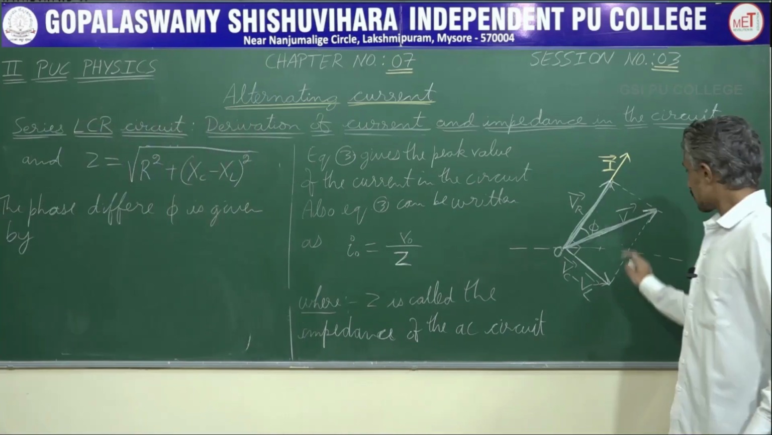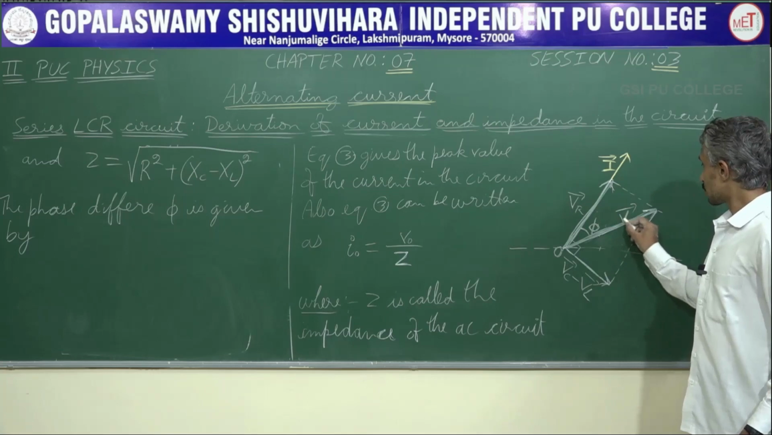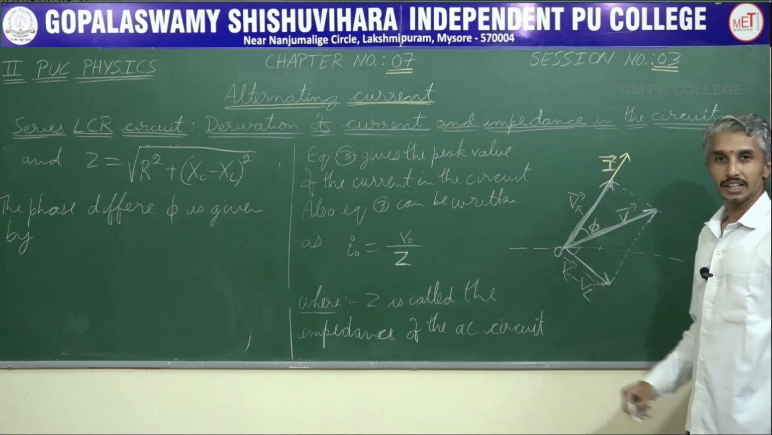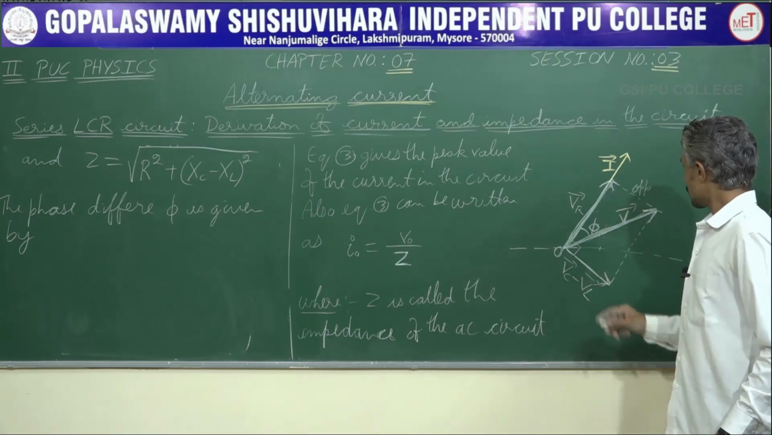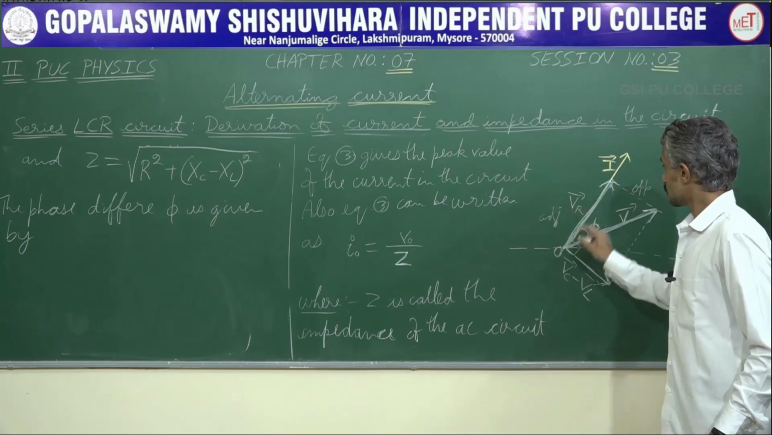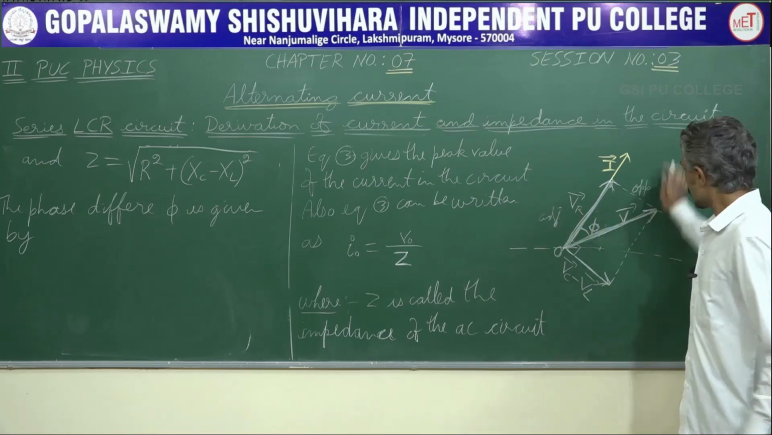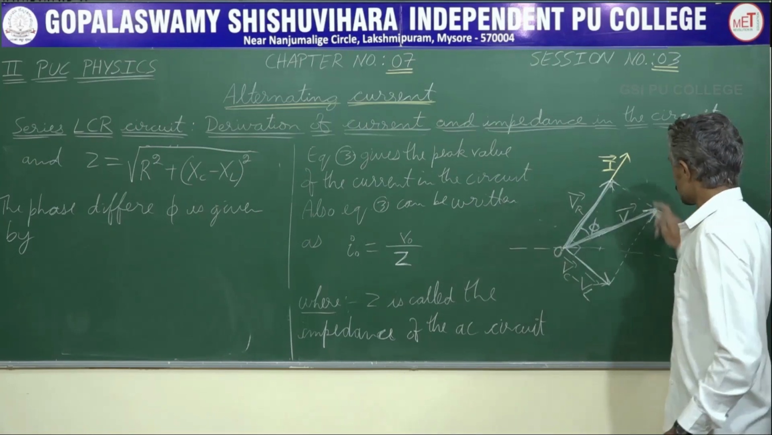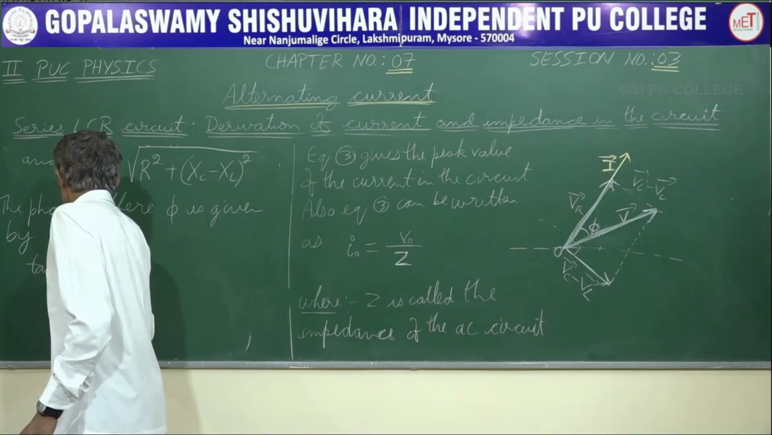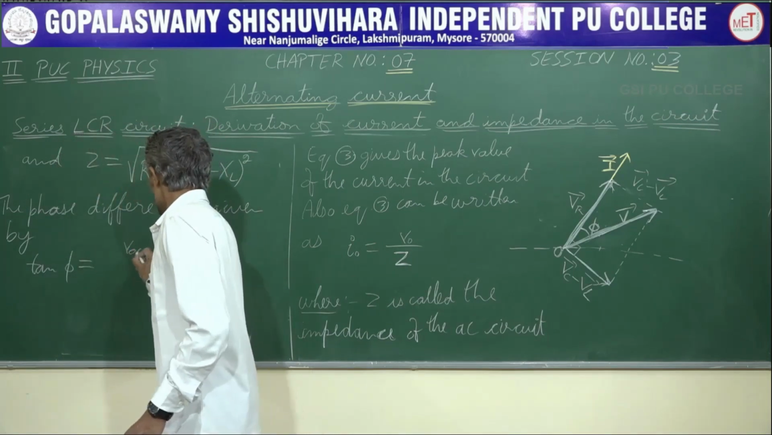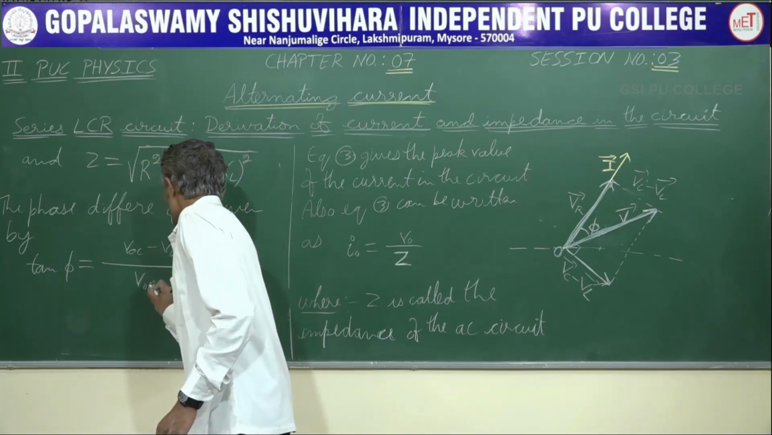Phi is given by, here in the phasor diagram, if you look at the triangle, this is the angle phi between the source voltage V and the circuit current I. So, this is going to be the opposite to the angle phi, and this is going to be the adjacent. Now, I can write tan phi as opposite by adjacent. So, in place of opposite, I will get VC minus VL here. Tan phi is going to be V naught C minus V naught L divided by V naught R.